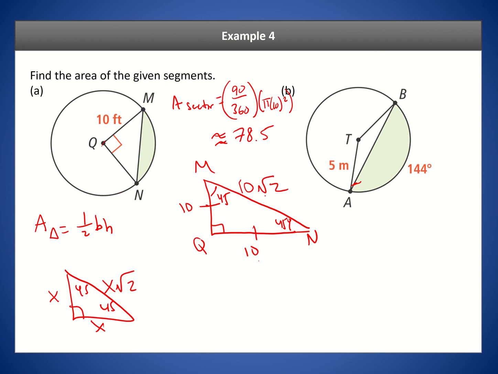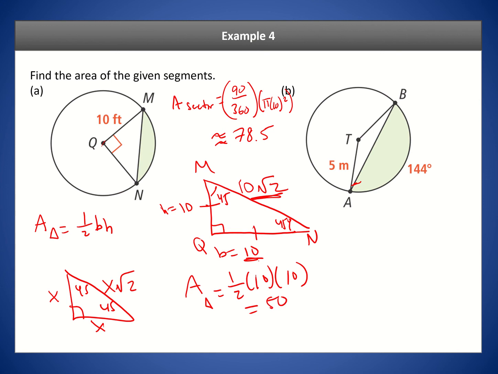But it's not like you needed to find this per se. You only need the base times height, which is, in this case, the base is 10, the height is 10. So this one was actually a pretty easy problem. You only need those two dimensions. So we got the area of the triangle is 1/2 times base times height. 10 times 10 is 100, divided by 2 is 50.